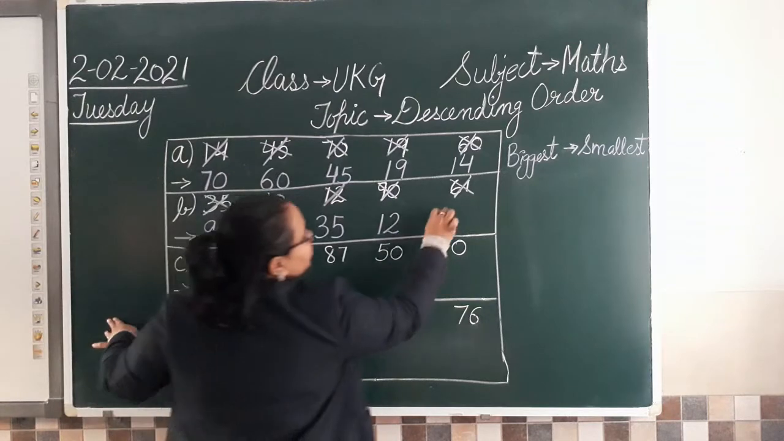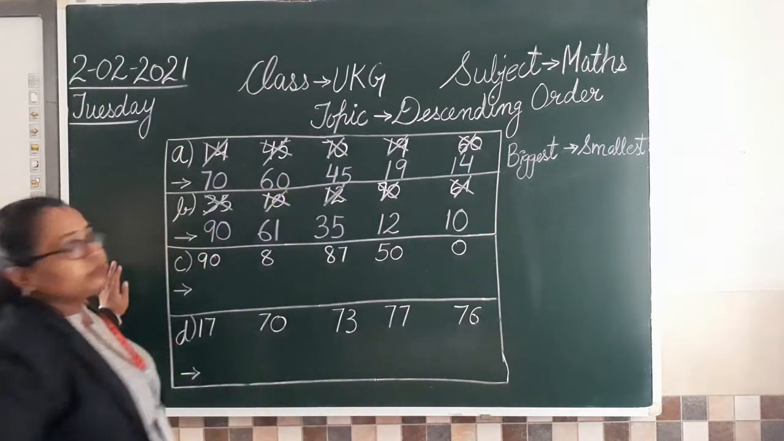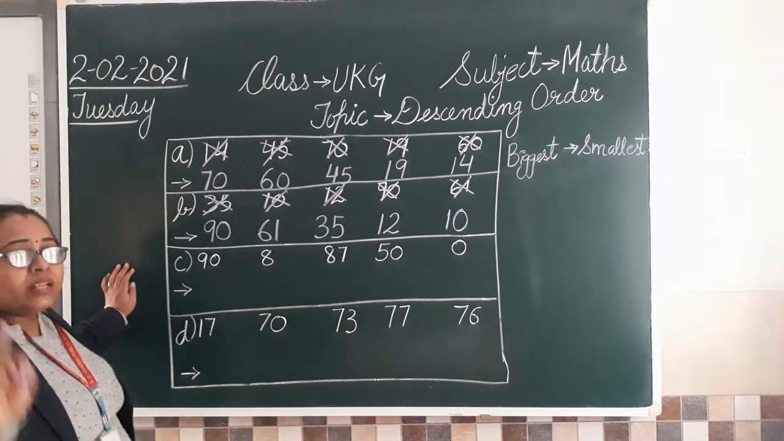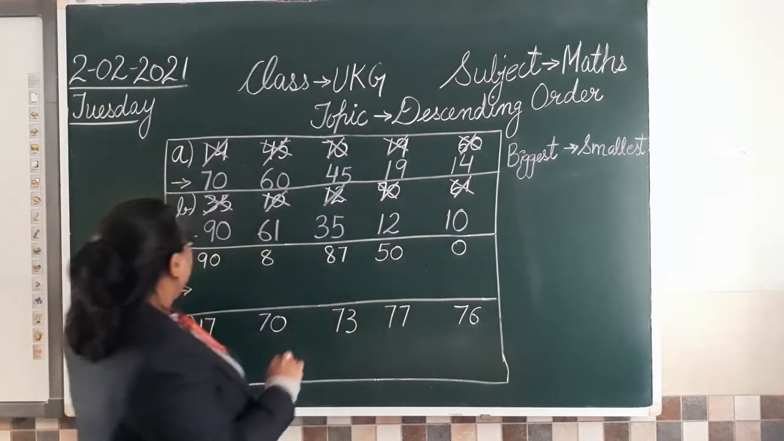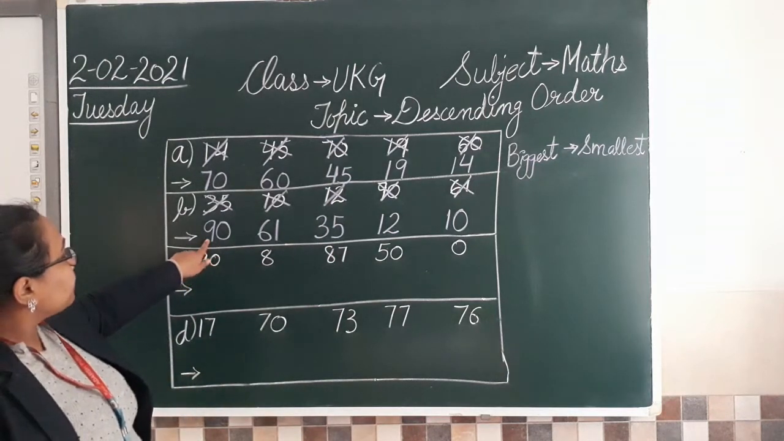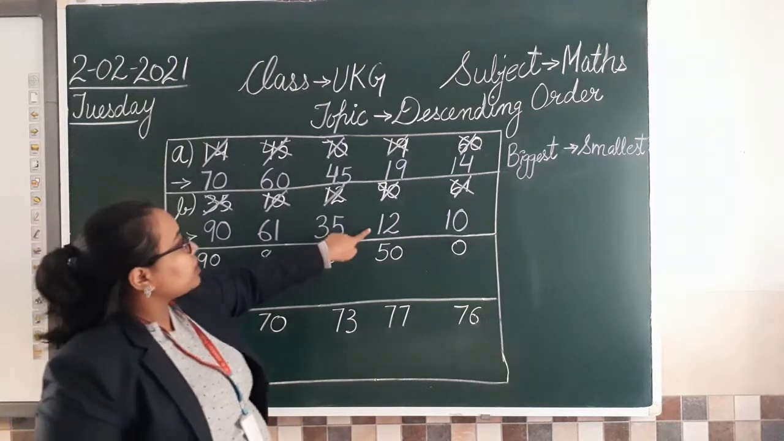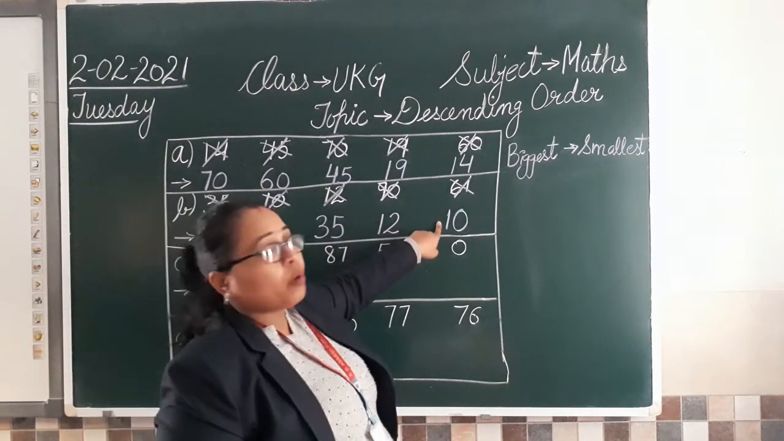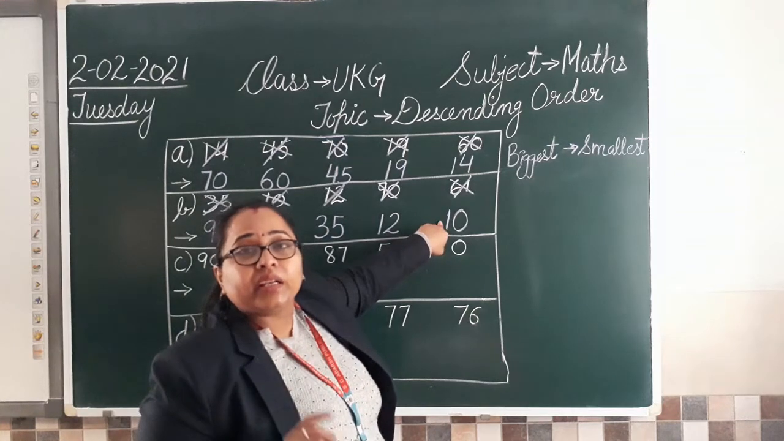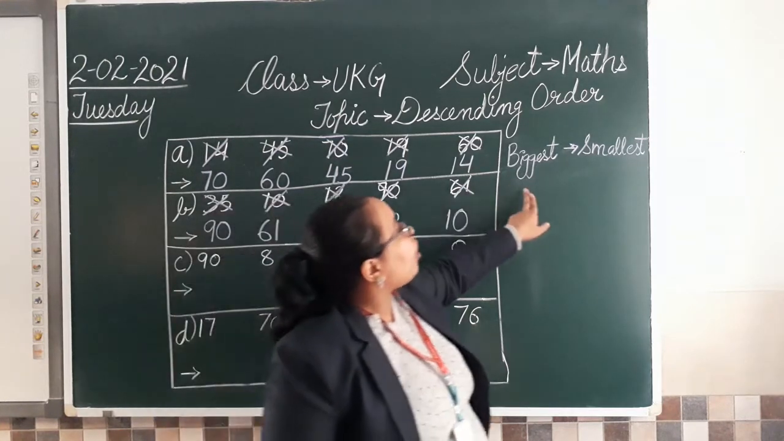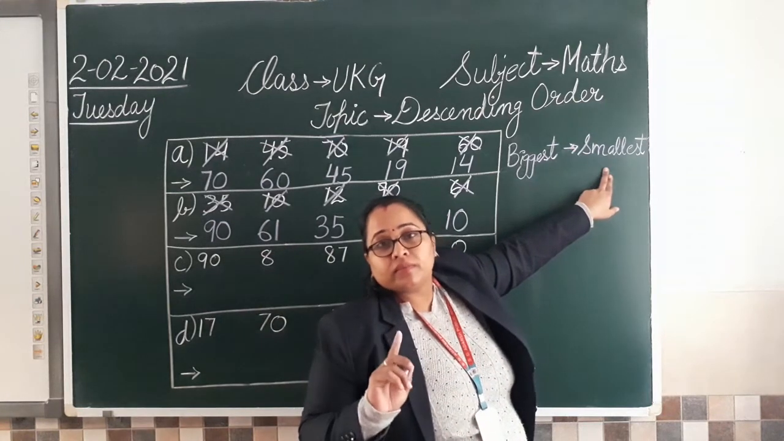Now last we are left with only 10. So what we are going to do? We'll copy here and put a cross. Is that clear? Now let's see whether we have written it from biggest to smallest or not. So we have 90, उससे small 61, उससे small 35, उससे small 12 और 12 से small 10. That means again we have done it correctly and we have followed this rule, biggest to smallest.